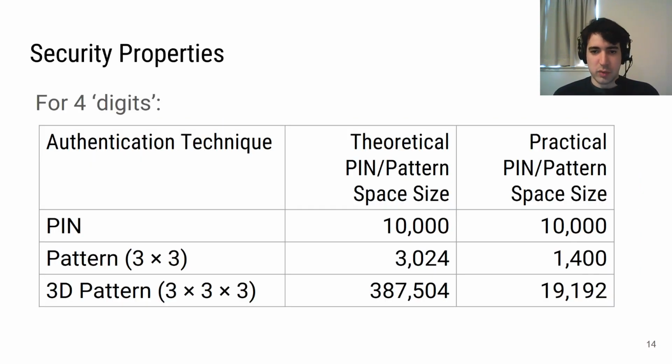In terms of the actual number of possible patterns or pins that can be entered, for a 4-digit pin, there are 10,000 possible combinations. For a 4-digit conventional pattern, there's around 3,000 possible patterns. And for a 4-digit 3D pattern, there's around 400,000 possible patterns. However, if we limit this space to a practical space size, for example, in the case of patterns, by eliminating hard-to-reach trajectories, this reduces the space of 3D patterns down to around 20,000, which is still better than that of pin and pattern.